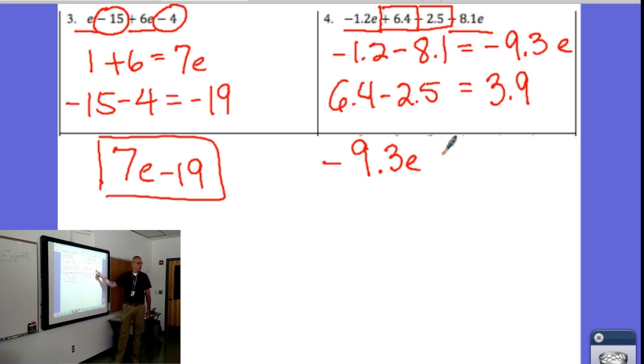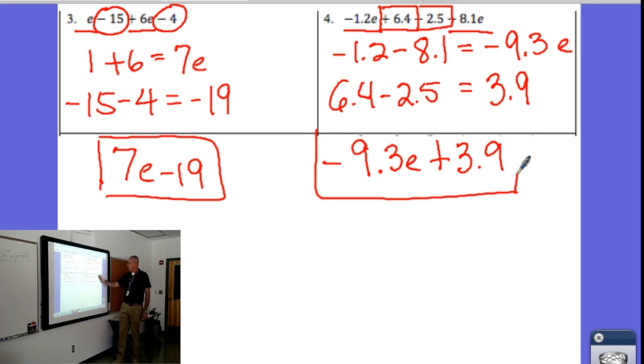And what should I do with this? What type of symbol? Positive. Plus 3.9. Questions?